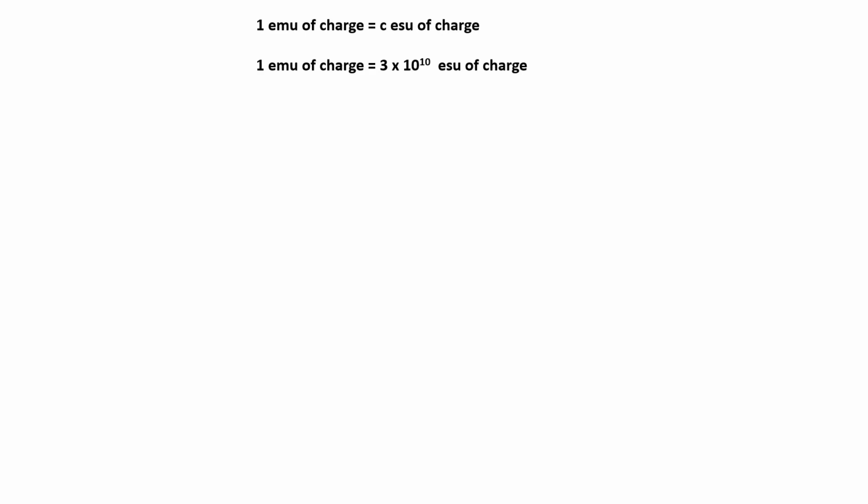So these are the relations between different systems of units. One electromagnetic unit is equal to 3 into 10 raised to power 10 electrostatic unit of charge. One coulomb of charge is equal to 3 into 10 raised to 9 stat coulomb.